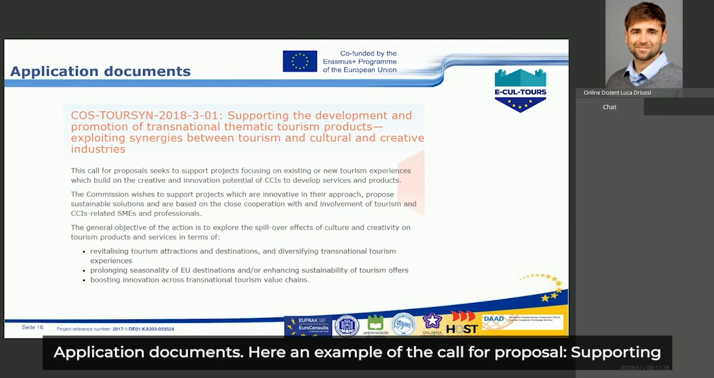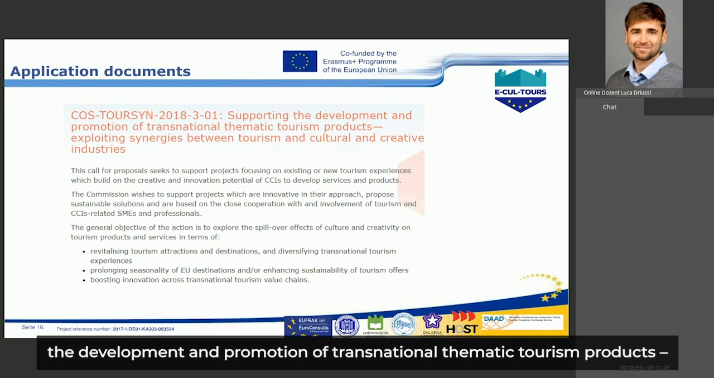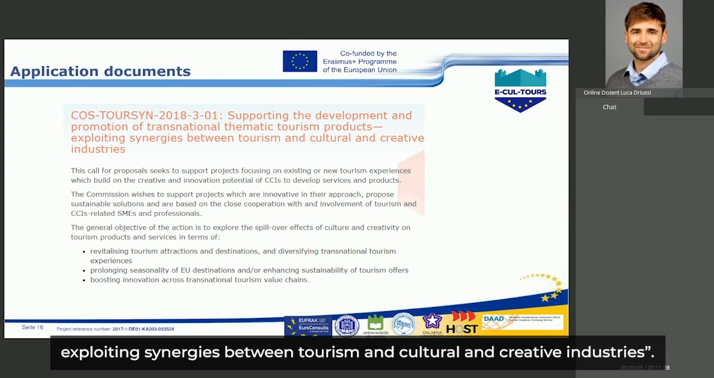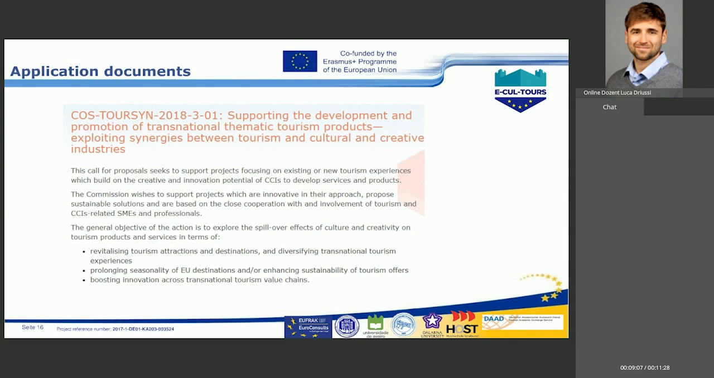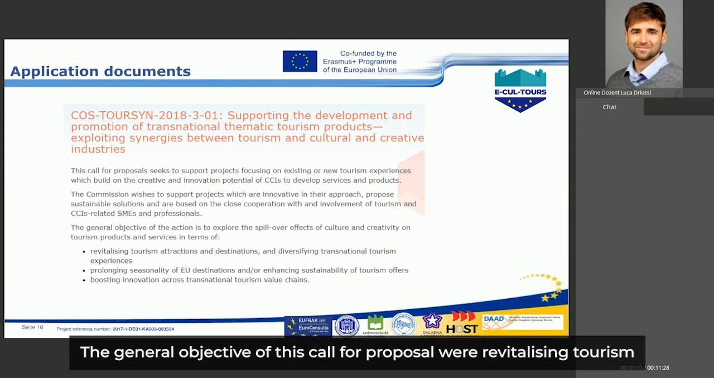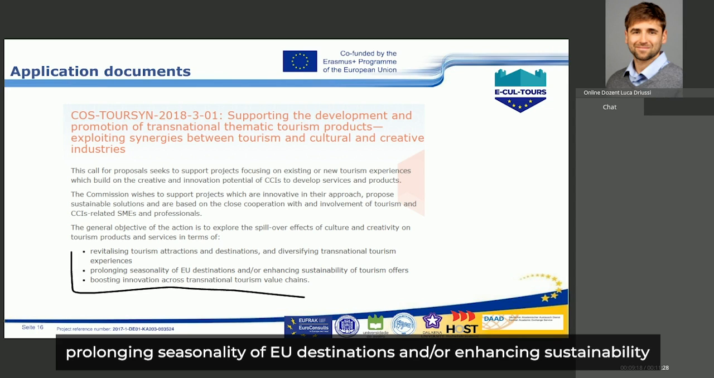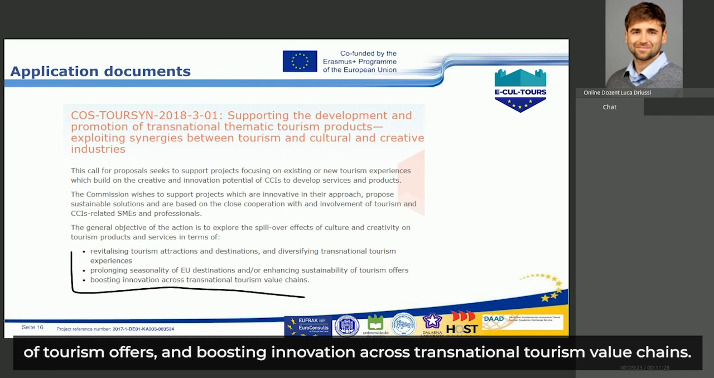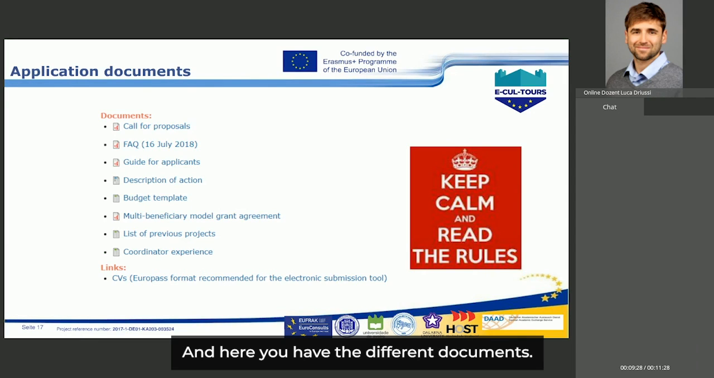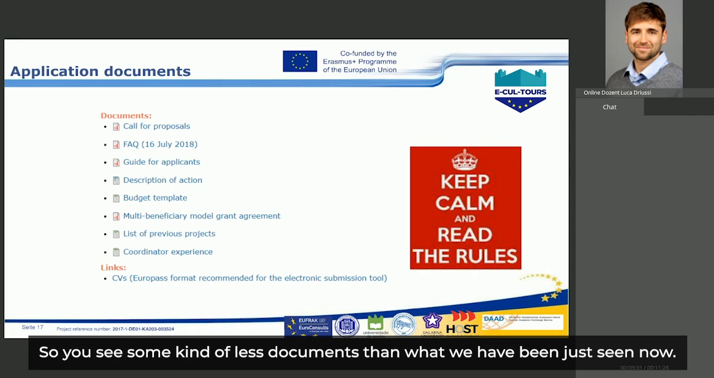Application documents. Here is an example of a call for proposal supporting the development and promotion of transnational thematic tourism products, exploiting synergies between tourism and cultural and creative industries. The general objectives of this call were revitalizing tourism attractions and destinations and diversifying transnational tourism experiences, prolonging seasonality of EU destinations and/or enhancing sustainability of tourism offers, and boosting innovation across transnational tourism value chains. And here you see the different documents, somewhat fewer than what we just saw.